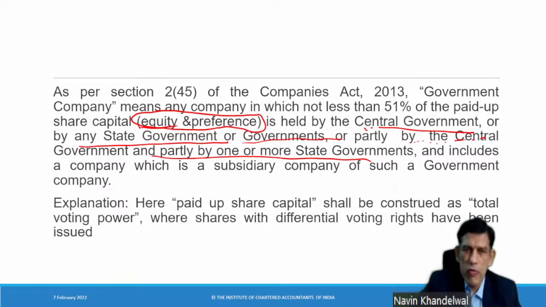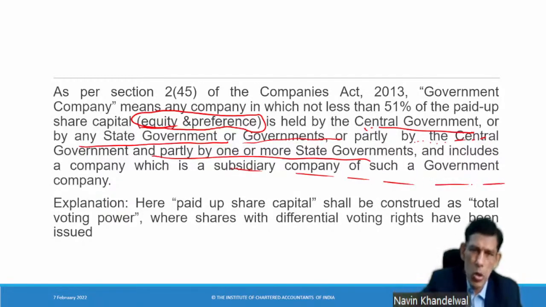They come together to form a company where 51% of the paid-up capital is held by them, including both equity and preference shares. Then they will be termed a government company, which includes a subsidiary of the government company also. So a very simple definition of a government company, very logical, where the government is the majority shareholder.